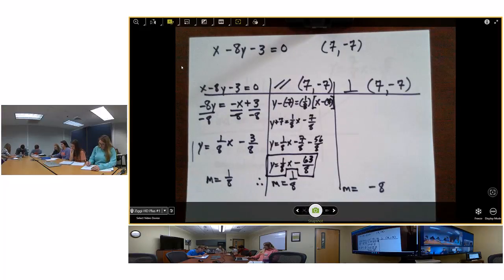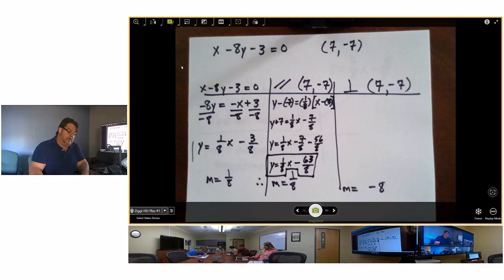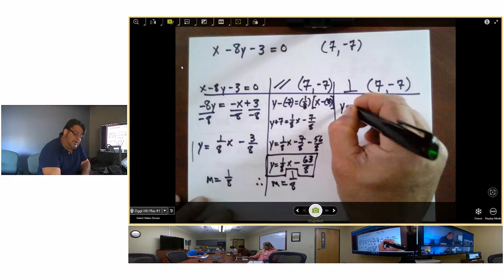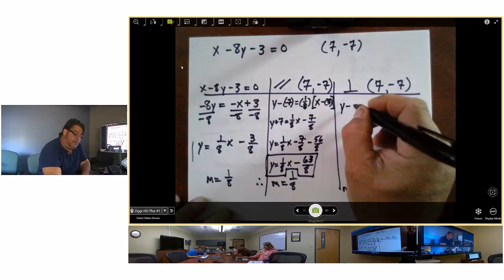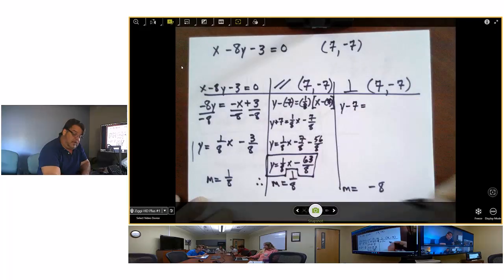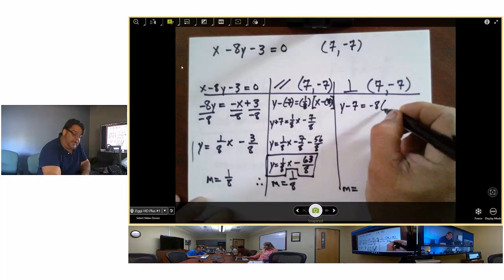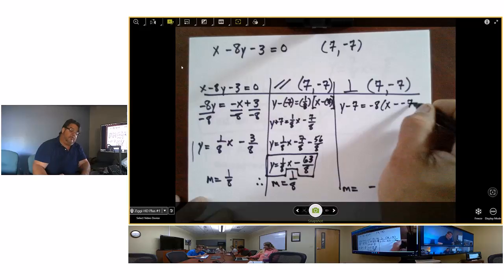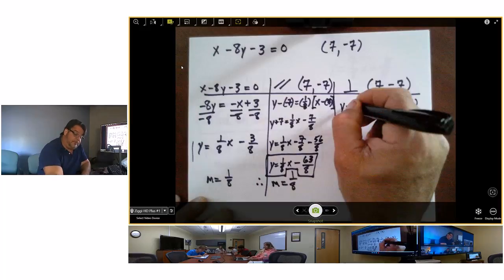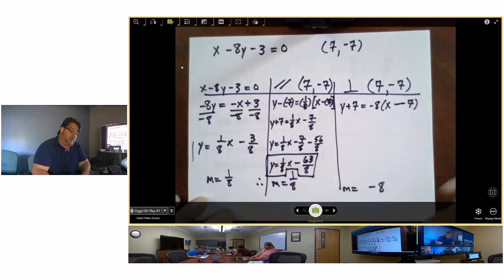I don't have my Sharpies today, so I'm sorry. This pen is a little bit too thick. Y minus 7 is equal to negative 8 times x minus the negative 7. Did I just do it backwards again? Yeah. There we go. How about that?